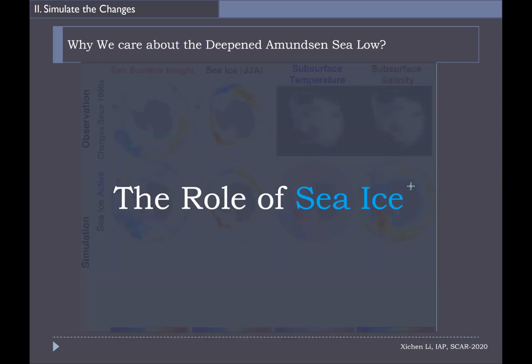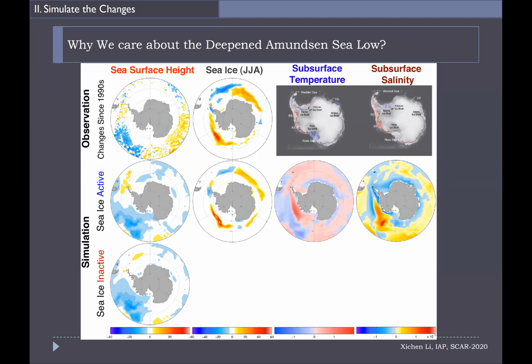So we really want to know the mechanism. In particular, we want to know what the role of sea ice is, and what happened in the atmosphere, sea ice, ocean interaction. So what we did is that we inactivated the dynamic module of the sea ice model.